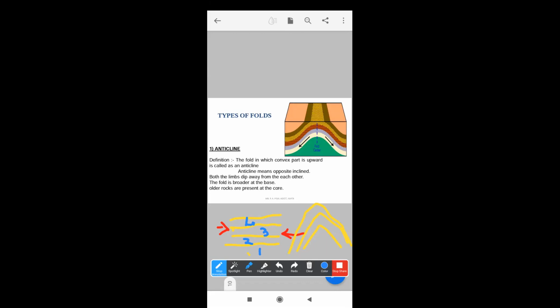Now, when these horizontal rocks are converted into the fold-like structure, what happens? They are converted into this wave-like pattern. That's why the first layer remains at the center, followed by the second layer, followed by the third layer, followed by the fourth layer. That's why at the core of this fold, the older rocks are present.